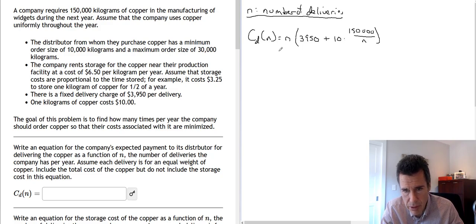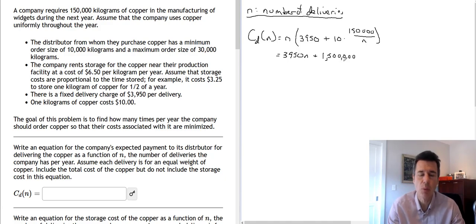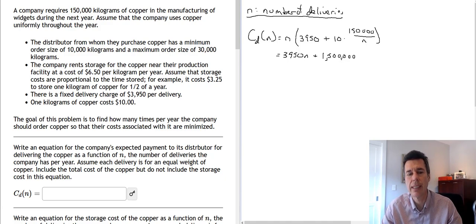Okay, so let's just simplify that a little bit. So that's 3950 N plus $1.5 million. Now the $1.5 million is a constant. Why? Because we always pay $10 per kilogram. We eventually order 150,000 kilograms, therefore $1.5 million. Okay, that's our delivery costs.